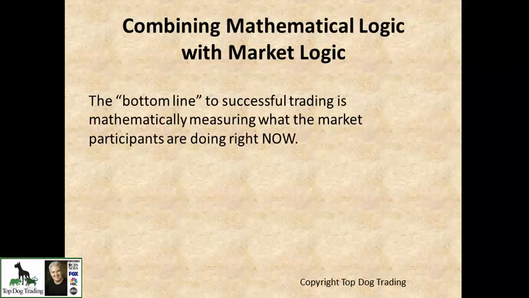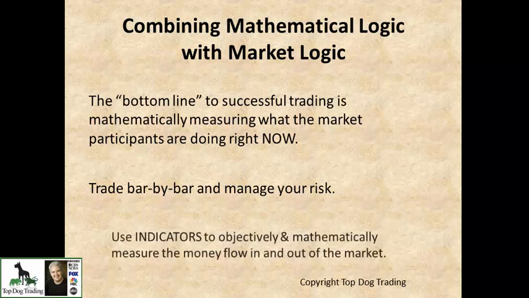So here's what I do. I combine these two types of logic. The bottom line is that I'm mathematically measuring what the market participants are doing now. So again, remember, it's market participants globally. And I'm taking a trade now. I need to know what's going on in the market right at the second that I'm entering the trade, not what happened 6 months ago, 12 months ago, 40 years ago. I trade in the present, bar by bar, and manage my risk.